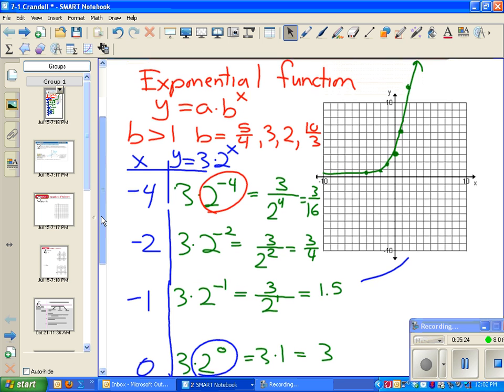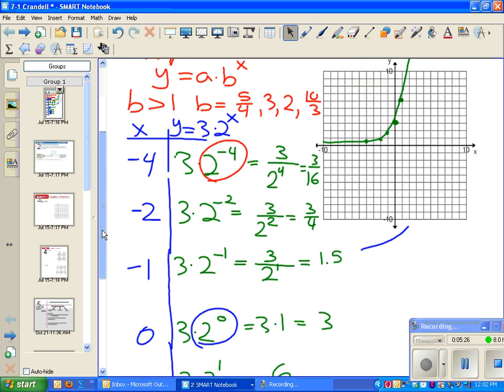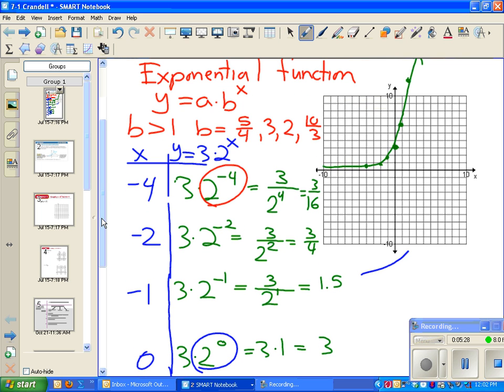Would we ever get a negative? See, I could plug in a bunch of negative numbers, and I did here. So I plugged in -4 and -2 and -1, and the only thing that did was bring the base of 2 and the exponent into the denominator. So no matter what I plug in, I could plug in some negative numbers, and then we just move them downstairs. So there's no way I'm going to get a negative number. So when I draw my graph, it cannot go below the x-axis.